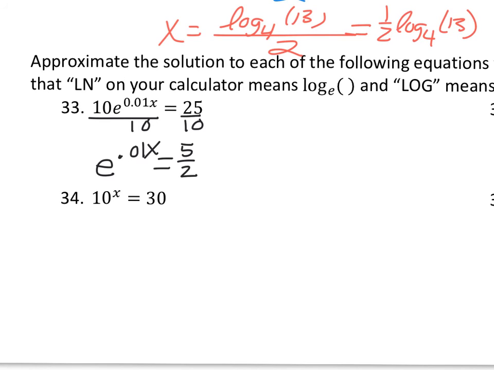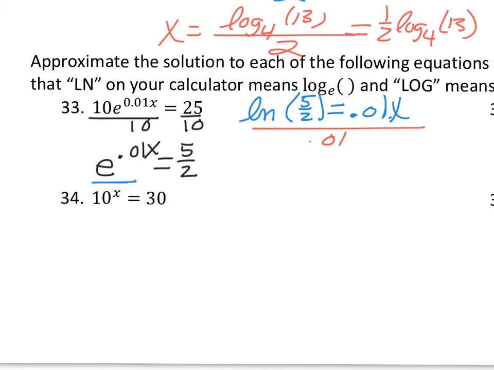Now let's go ahead and do the conversion. The e becomes the base of the logarithm, so it's the natural log, which is base e, of the other side, 5 over 2, is equal to the exponent, 0.01x. We have to get that x by itself, so let's divide both sides by 0.01. That gives us x is equal to the natural log of 5 over 2 divided by 0.01. It says approximate each of these to the nearest thousandth, so we don't even have to do any simplification.